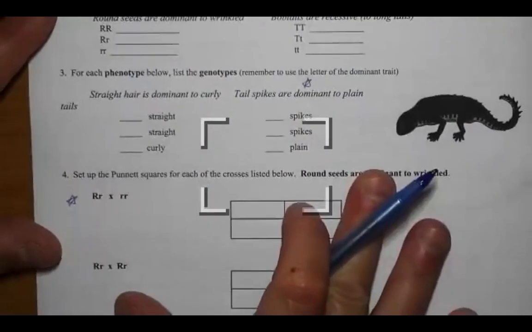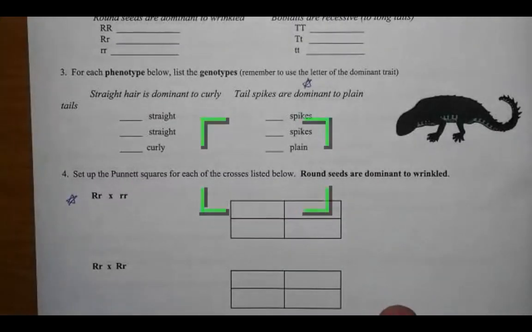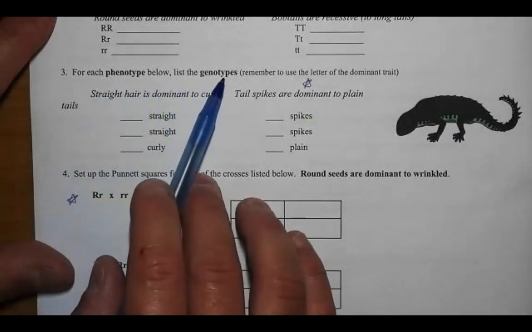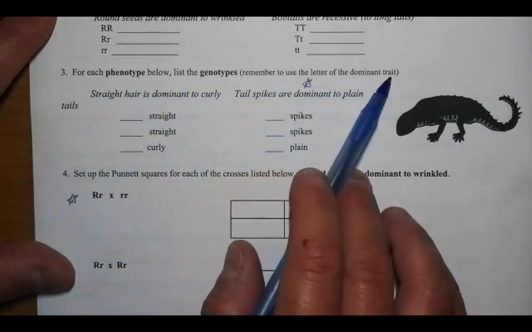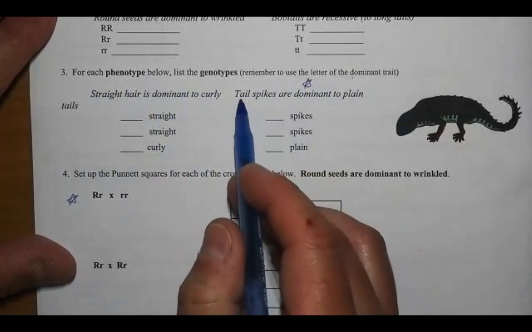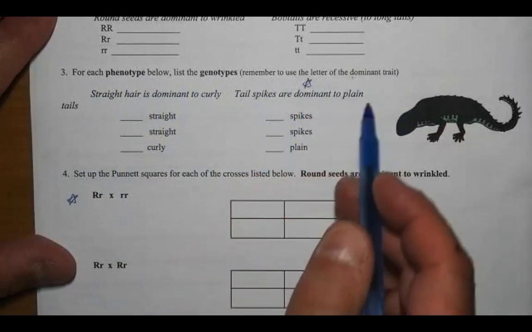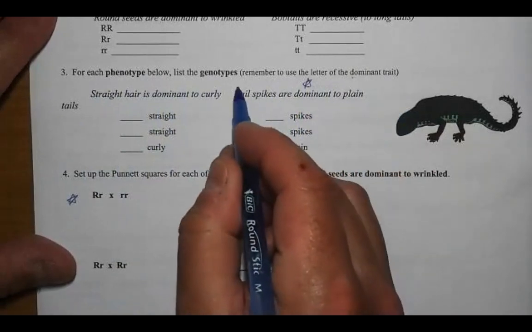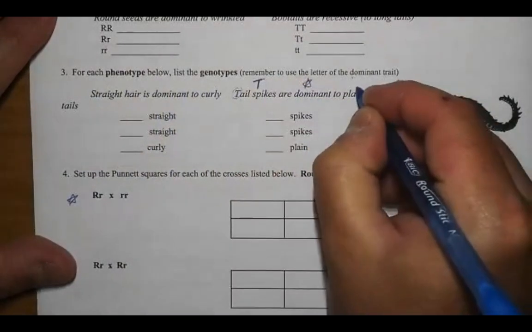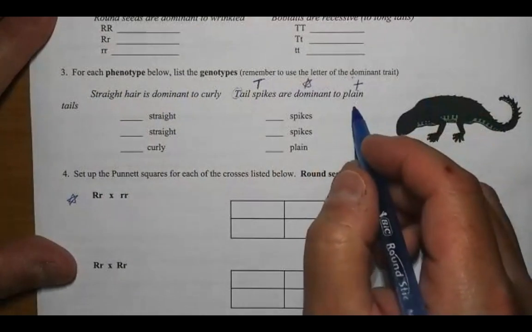All right, number 3. Let's focus that, shall we? Okay, for each phenotype below, list the genotypes. Remember to use the letter of the dominant trait. What they mean by that is, for instance, tail spikes are dominant to plain. So I'm going to use capital T for tail spikes, lowercase t for plain.